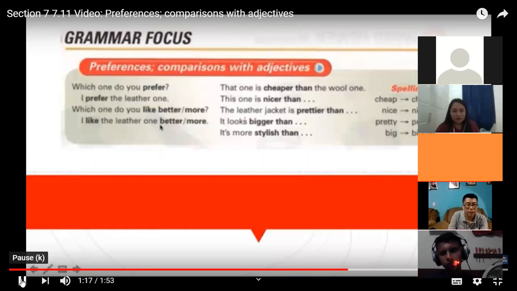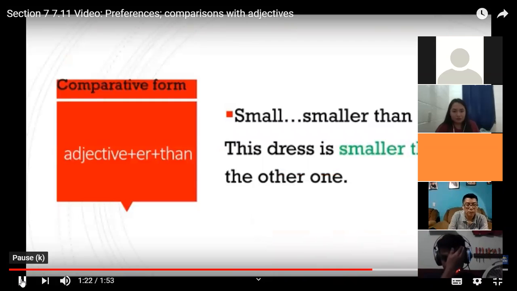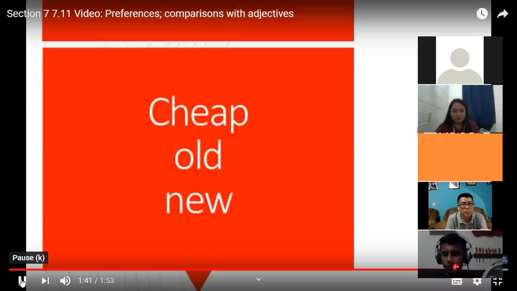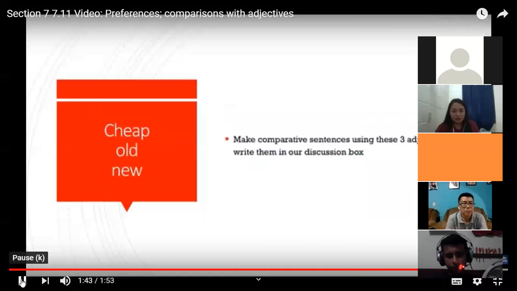When we want to compare, we use the adjective in its comparative form. We use adjective plus er plus than. Small, smaller than. This dress is smaller than the other one. I recommend for you to study the adjectives in English in its comparative form, so you're able to compare anything you want. I also want you to work with this, cheap, old, and new. These are adjectives. Find out its comparative form and make comparative sentences using these three adjectives. Write them down in our discussion box.